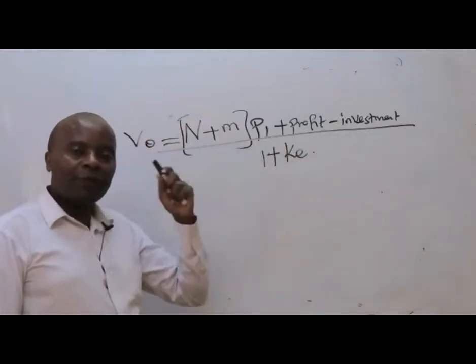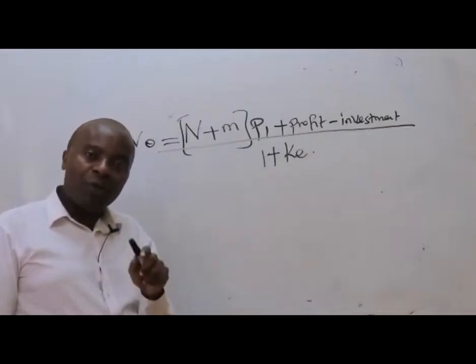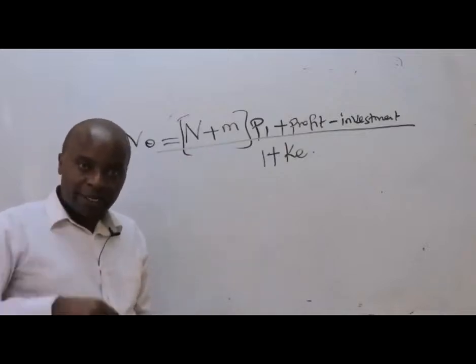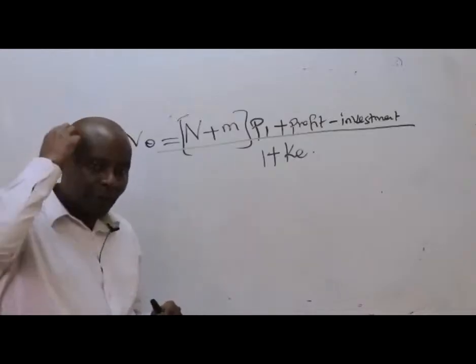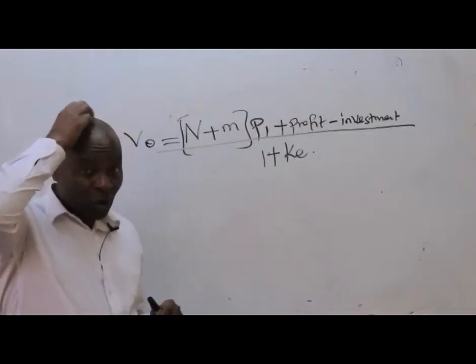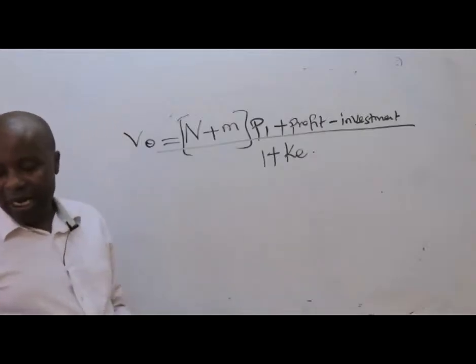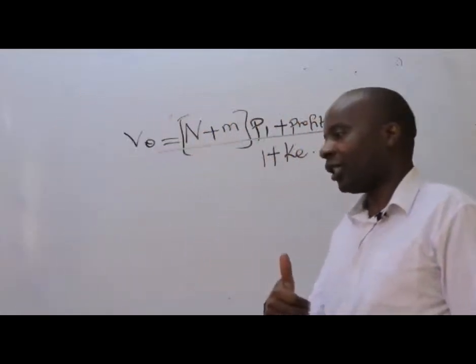This M stands for old number of shares. I would want feedback from you. Have you been able to write that N stands for new shares, and M stands for what here, somebody? M stands for old number of shares, or current number of shares. Thank you very much.